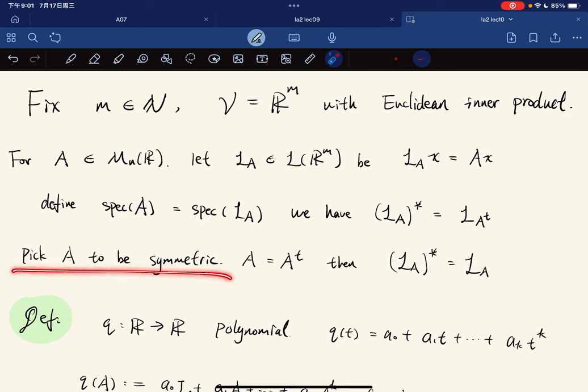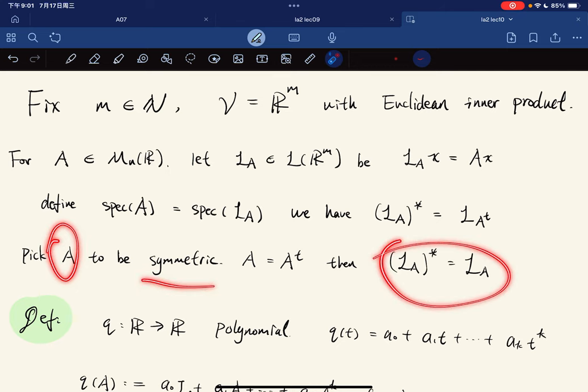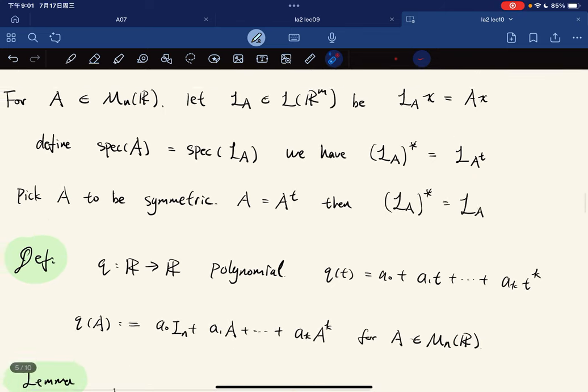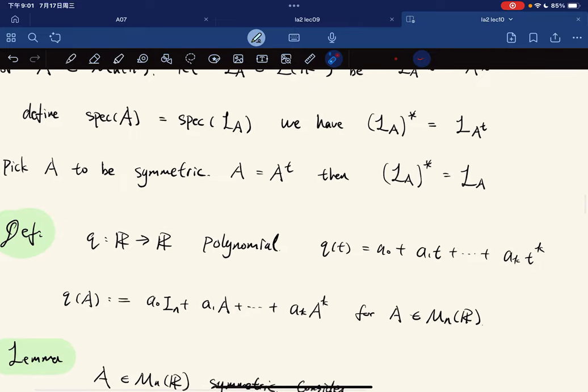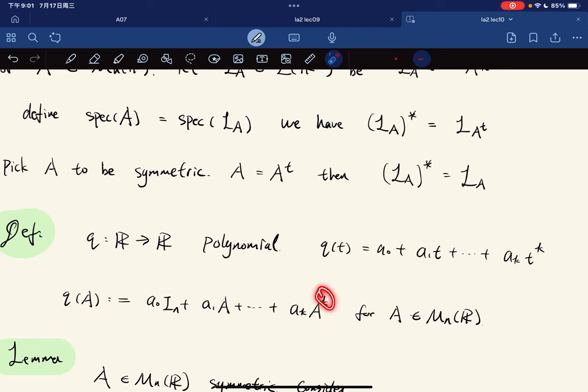We pick A to be symmetric such that A is equal to A transpose. If A is symmetric, then A transpose will be equal to A, so LA is self-adjoint. Okay, so the definition of a polynomial of a matrix: if Q(t) is a polynomial, then Q(A) is really just this, where A is the matrix. Here the power is the matrix multiplication power. So the context, I hope, is clear enough.